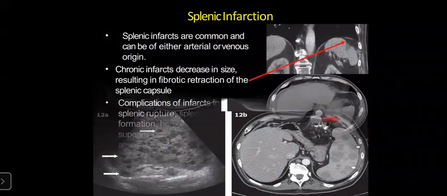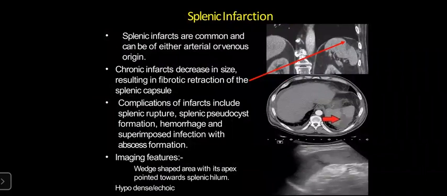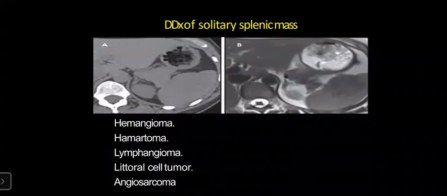Splenic infarction is another common pathology, of either arterial or venous origin. Chronic infarctions decrease in size, resulting in fibrotic retraction of the splenic capsule. Complications of infarction include splenic rupture, splenic pseudocyst formation, hemorrhage, and abscess formation or infection. Imaging features: a wedge-shaped area with its apex pointed toward the splenic hilum, hypodense, and it could be echo iso or hypo.